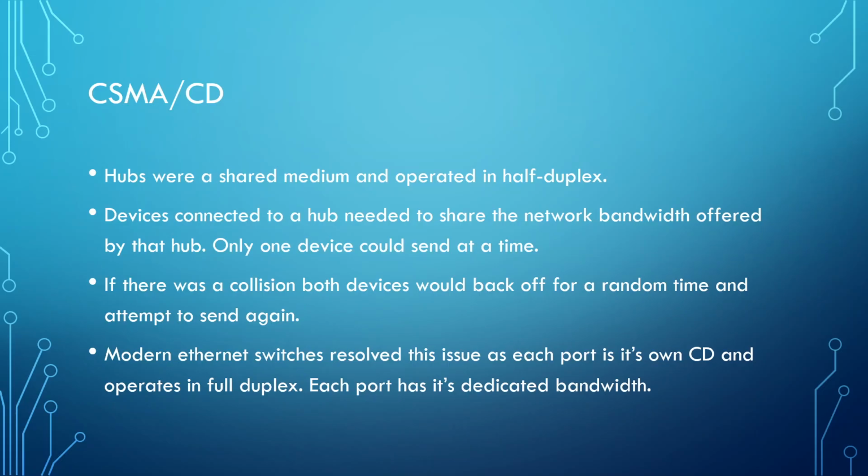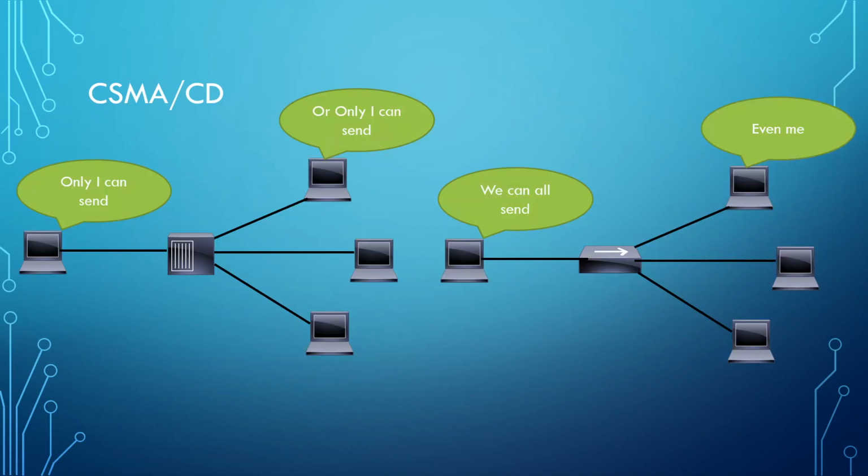So hubs operate in half duplex because only one device can send or receive at a time. Switches operate in full duplex because each port of a switch has its own dedicated bandwidth. Each port is its own collision domain, and that means that all the devices which connect to a switch can send and receive at the same time.